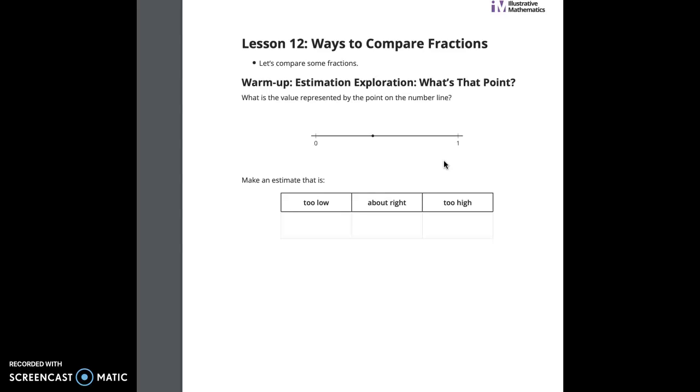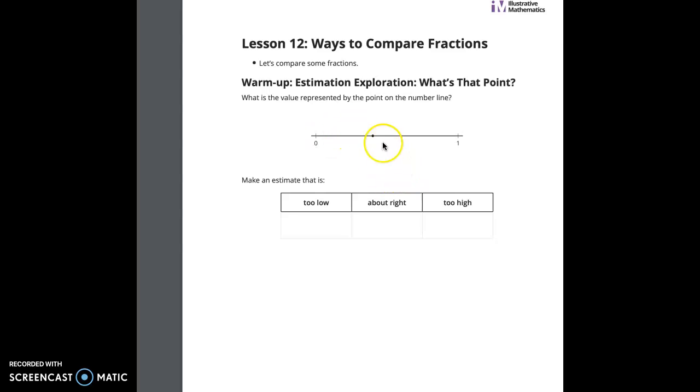So, you would need to think and estimate about where on this number line you think this point is. We don't know exactly because we don't have any tick marks on there. So you would make an estimate that you think would be too low, about right, and too high. Let's think about this a little bit. Well, I know it cannot be 0. That's too low because 0 is right over here. So I don't think that could be it.